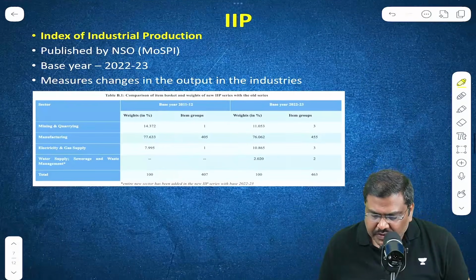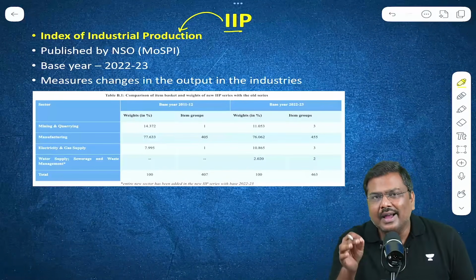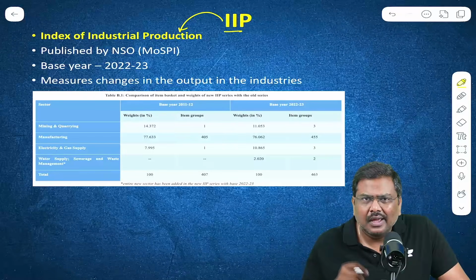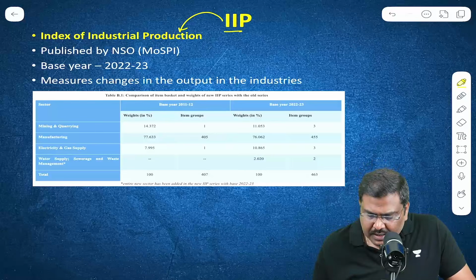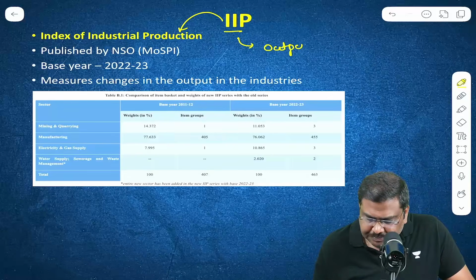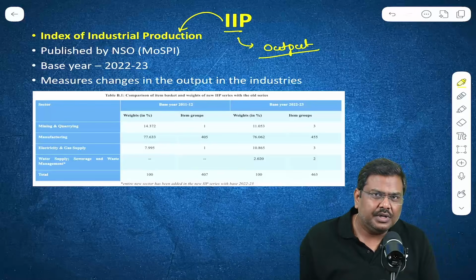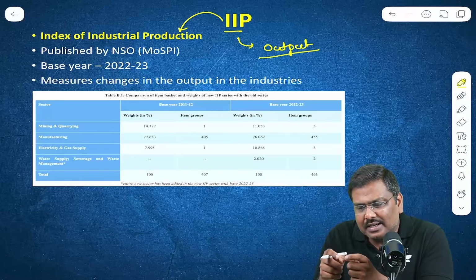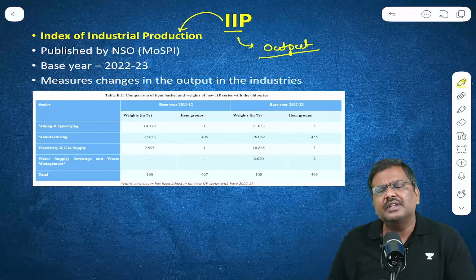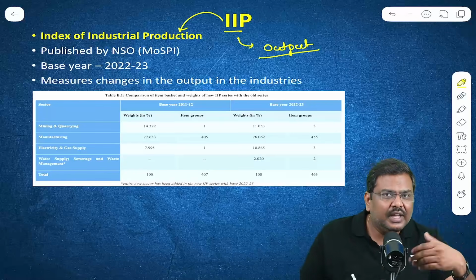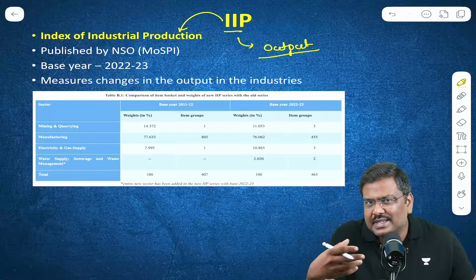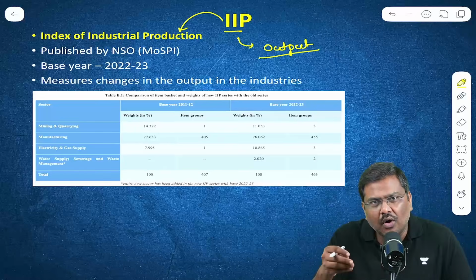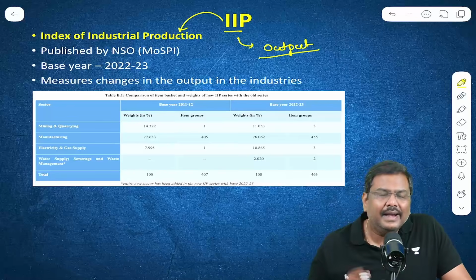Next, Index of Industrial Production, IIP. What are the important changes that have been introduced in IIP? First and foremost, the Index of Industrial Production measures the changes in the output. Because we need to keep track of the change in the output in the manufacturing or industrial sector, so that if there is a decline in the output, effective policies can be formulated, money supply can be changed, and the government can come to the rescue of these entities, etc.